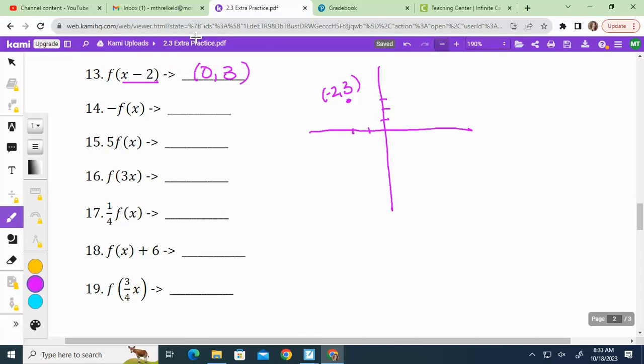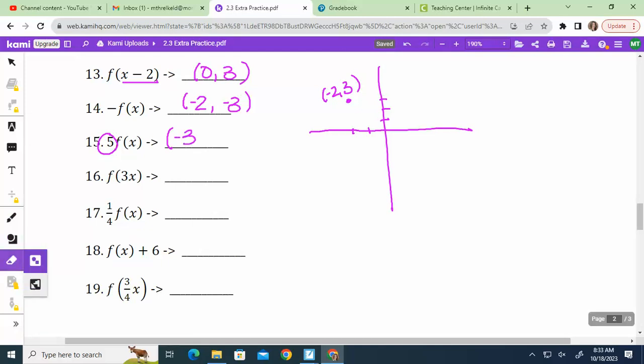This one, outside is Y. So it's going to take my 3 and make it a negative. Or you could think, if I reflect this over the x-axis, what's the point? Outside, Y does what it says. So that means you're going to take your Y value times 5. So my Y is 3 times 5 is 15.